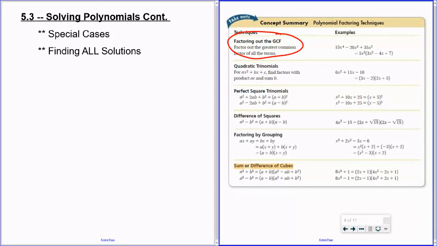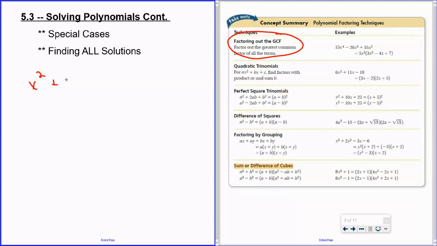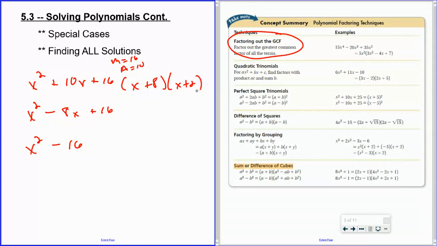Trinomials. So if I had something like, that's an example of that. Perfect square trinomials. Okay, so that means I'm going to do something like, and then the difference of two squares. Okay, now, like on this one, I need to multiply. It multiplies to make 16, but adds to make 10. So that'd be 8 and 2. This one, it multiplies to make 16 and adds to make negative 8.